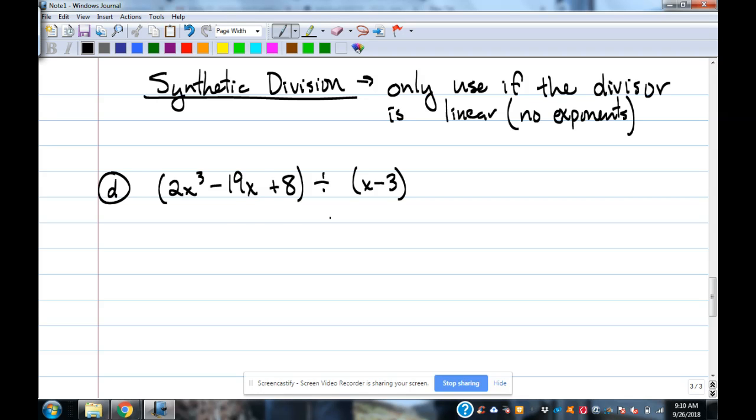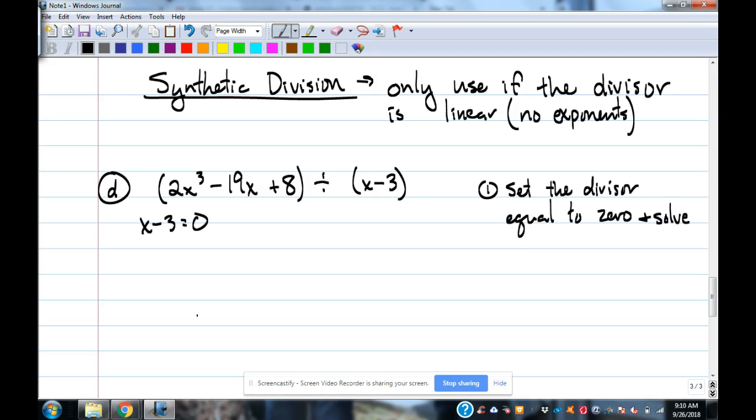So here's how we want to set them up. The first thing to do is set the divisor equal to 0. Solve. So for this one, we're going to take x minus 3, set it equal to 0, and get x by itself. Should be a quick, easy solve. That's not a big deal. X equals 3. We know x equals 3 there. All right.